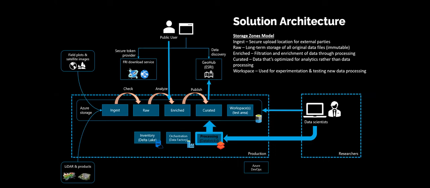If the QAQC checks out, then it goes through a data compression in the case of the full LAS tiles. So they would go from ingest to raw, where they're compressed. The raw, the original data, gets archived as the file that it came in as, and then the compressed version moves into the enriched zone and so forth to work through that data flow.